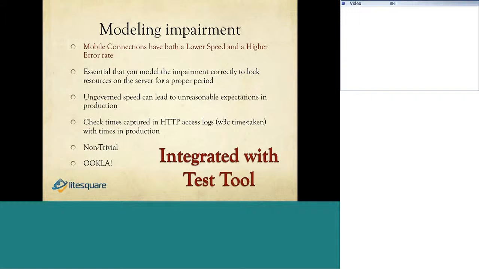So you can potentially validate that a client that looks like they're in New York City in your production logs also matches a client that appears in New York City from your test logs in this case. Very, very critical for modeling impairment, once again, to make sure that you get accurate response times on the client and that you're using resources in the same way on your servers.